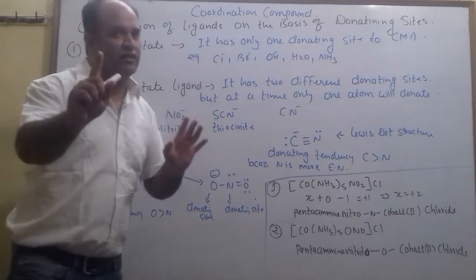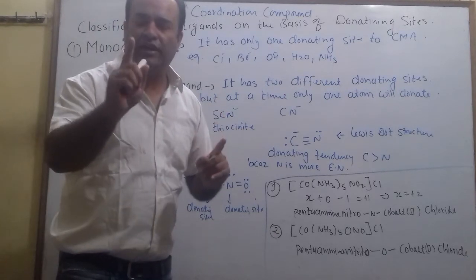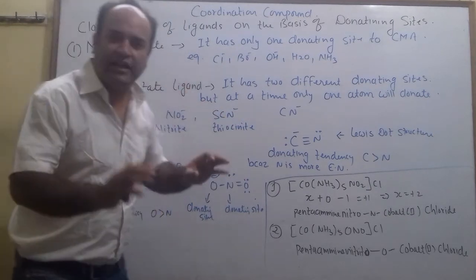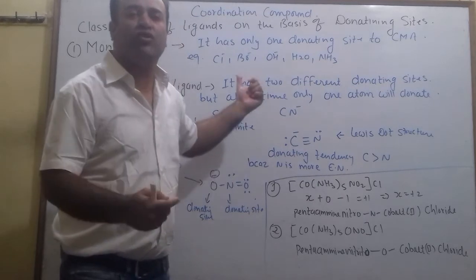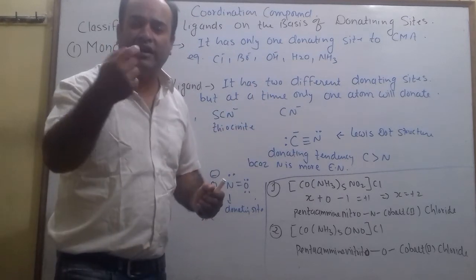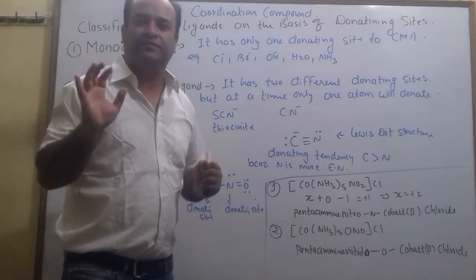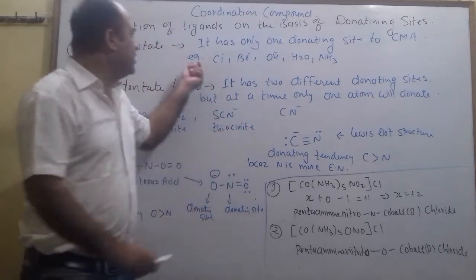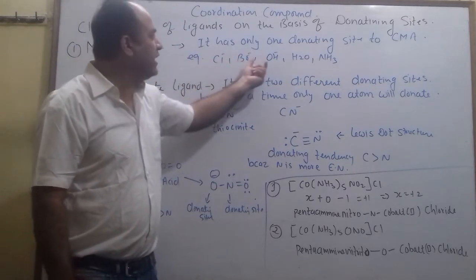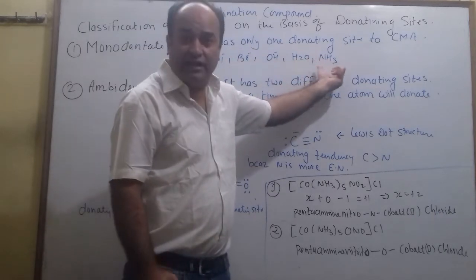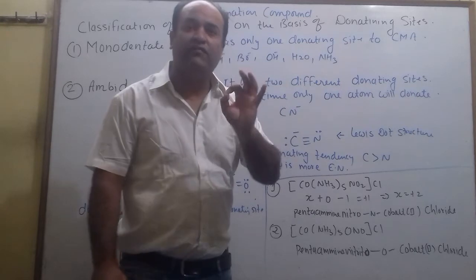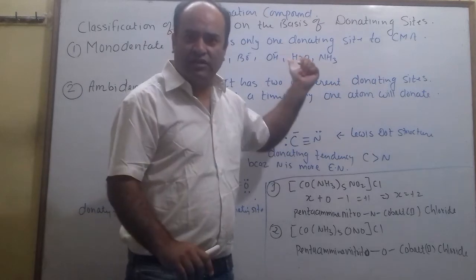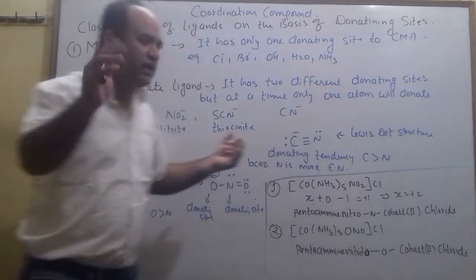If the donating site is only one, listen to me carefully. If one atom is donating, that means it is a monodentate ligand, or that ligand would be known as a monodentate ligand. Monodentate ligand means only one site is donating. Only one atom is donating electrons to the central metal atom. So here are the examples: chloride, bromide, OH minus ions, H2O, NH3, ammonia. In this case, only one atom will donate electrons to the central metal atom, so it will be known as a monodentate ligand.